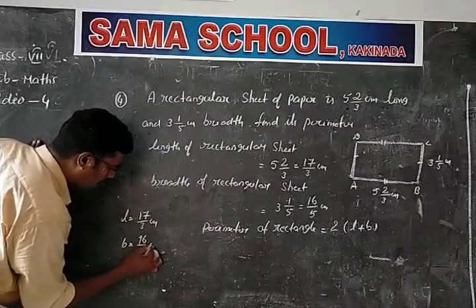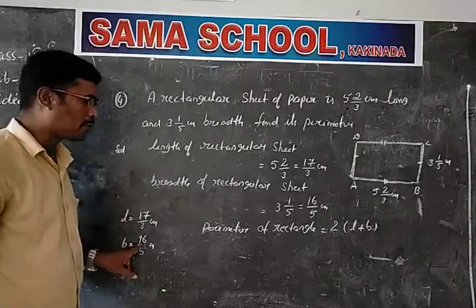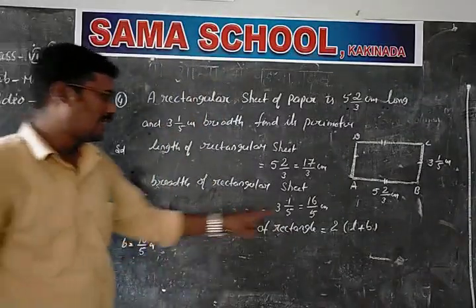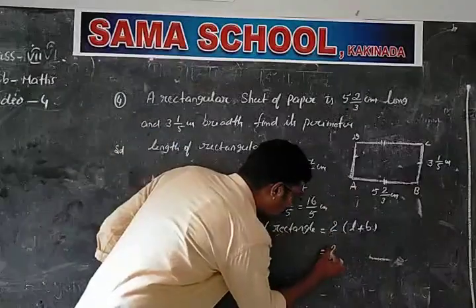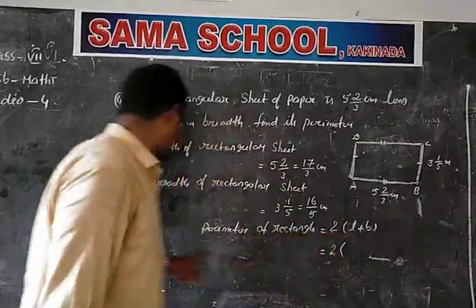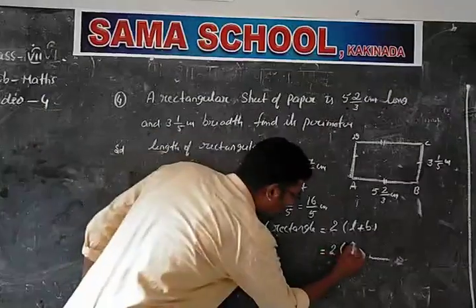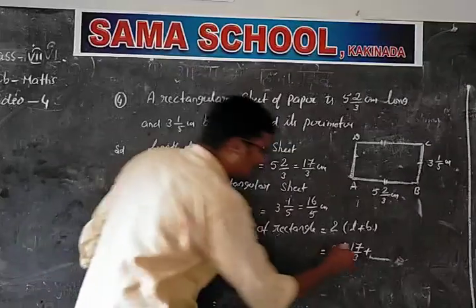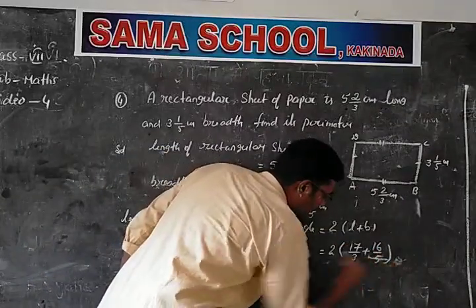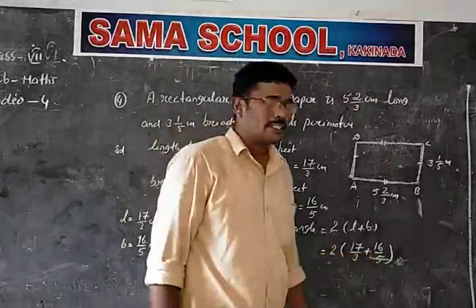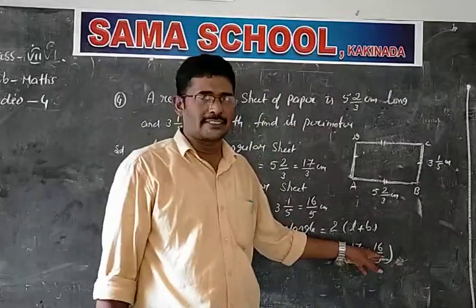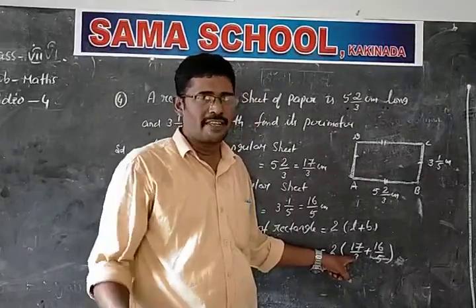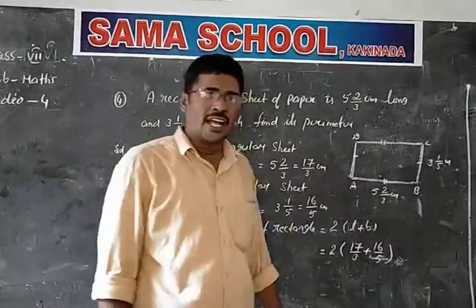These two values we substitute in the formula. 2 into L, already given 17/3, length, plus breadth, which is 16/5. What is the type of fraction? Unlike fractions, because the denominators are not equal.